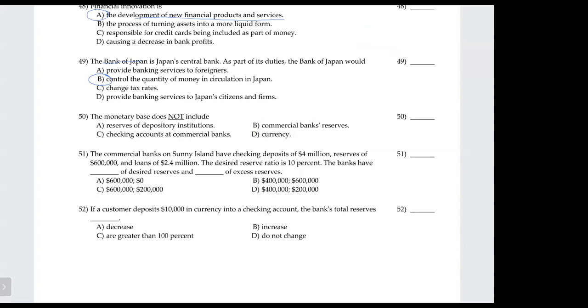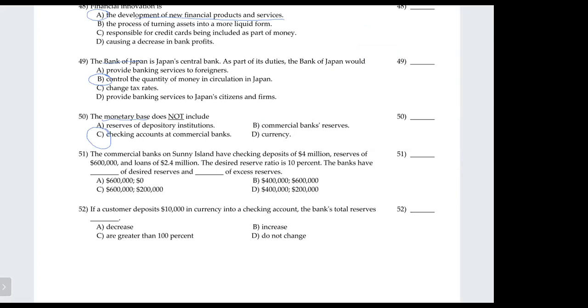Okay. 50. The money base doesn't include... so the answer is C. Just look at what the money base means in the slides.